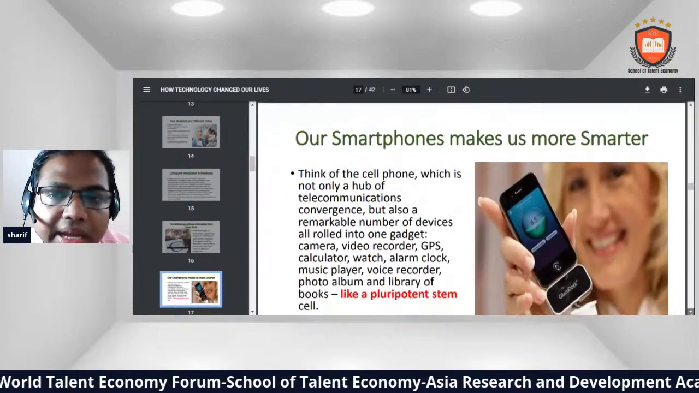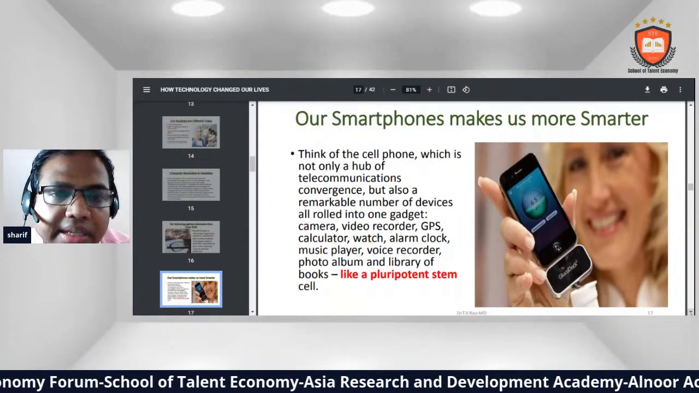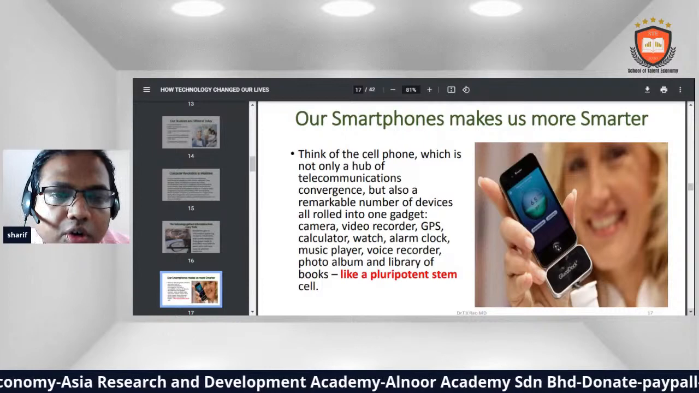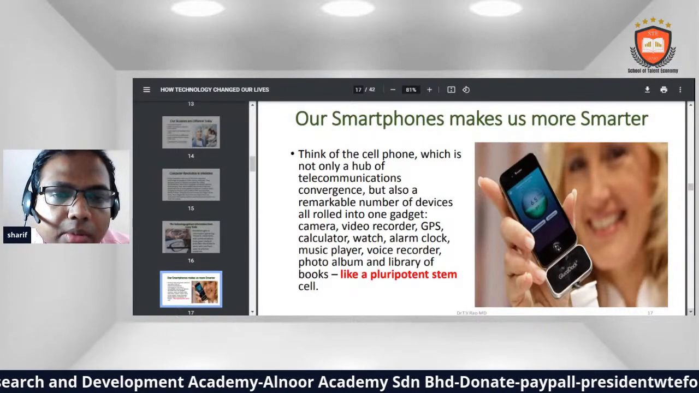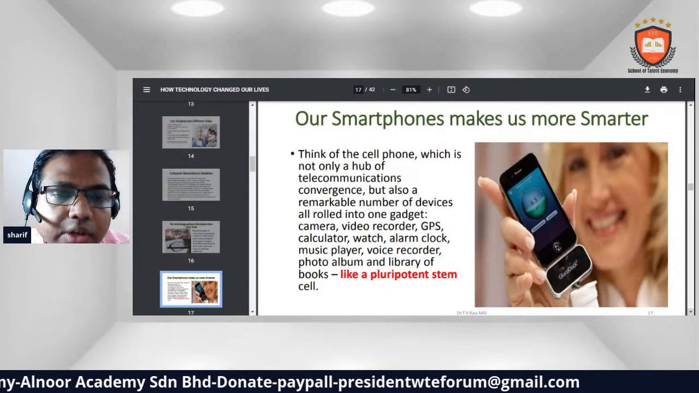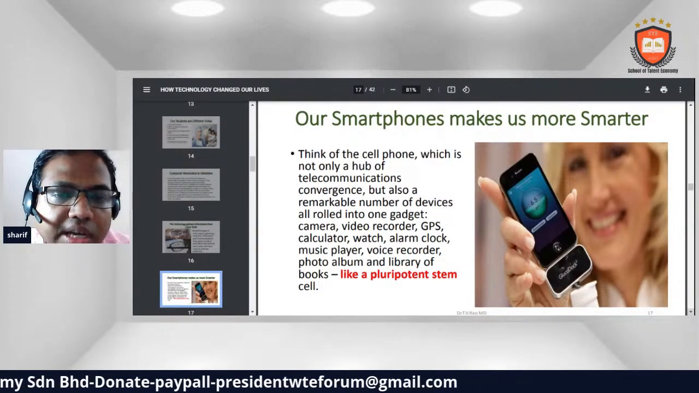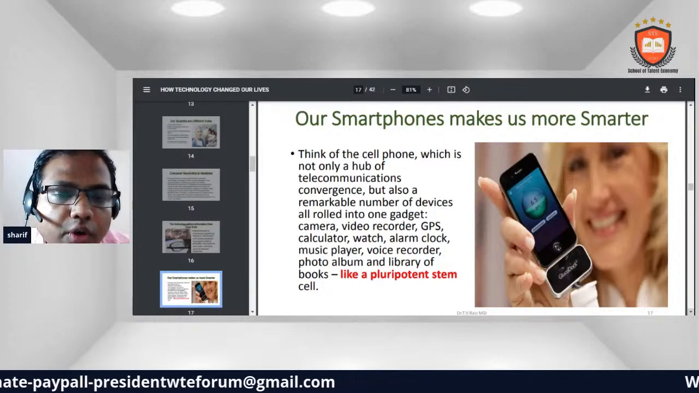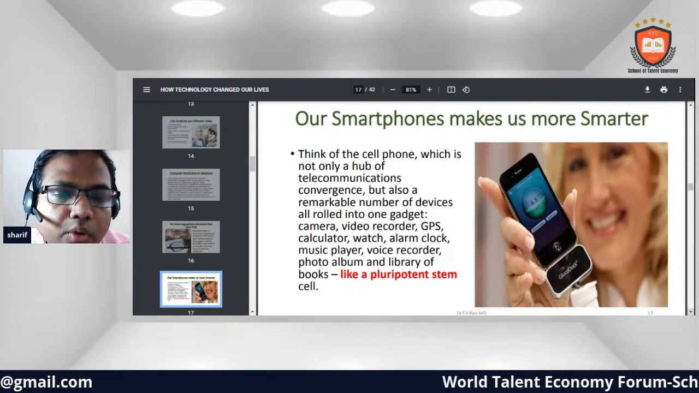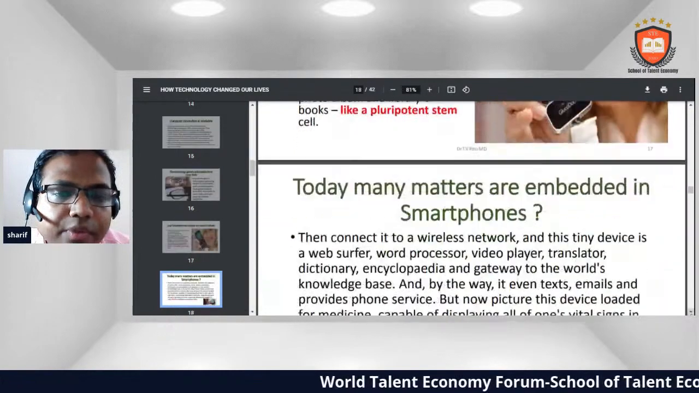Our smartphones make us smarter. Think of the cell phone, which is not only a hub of telecommunication convergence, but also a remarkable number of devices rolled into one gadget: camera, video recorder, GPS, calculator, watch, alarm clock, music player, voice recorder, photo album, and library of books, like a pluripotent stem cell.